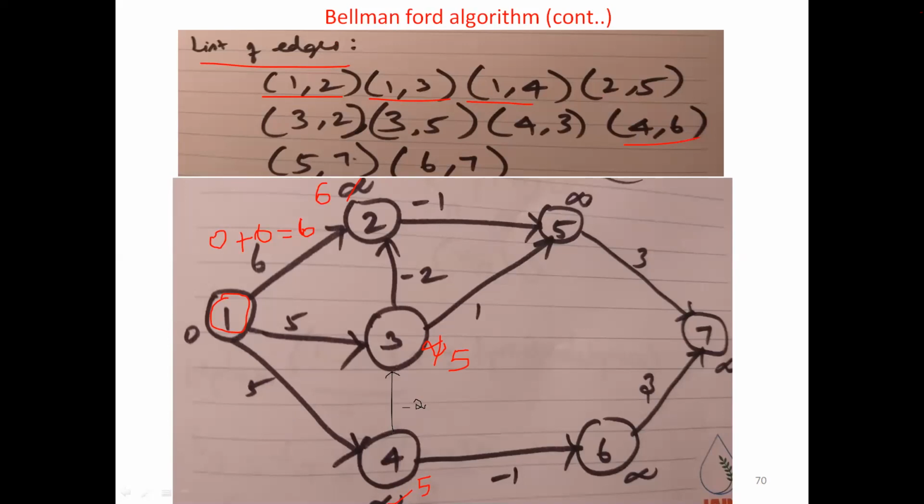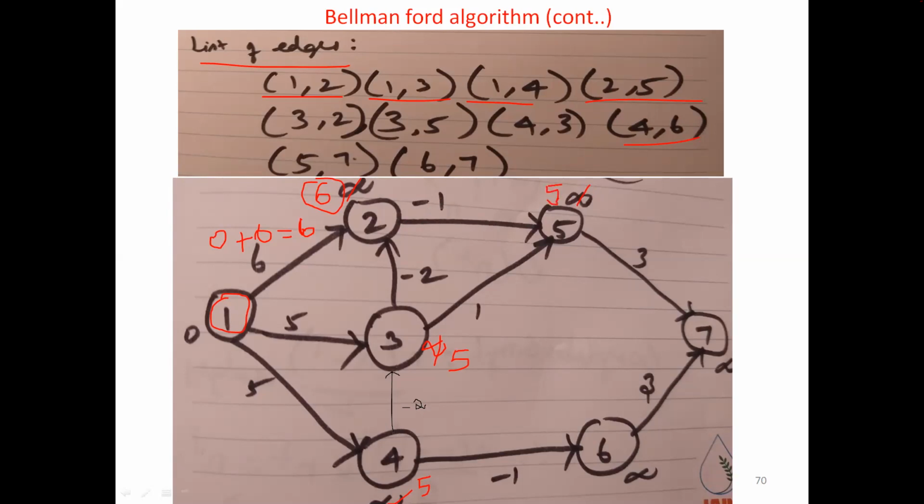Whatever order you have written the edges in, you process them in that order. Okay, it is 2 comma 5. So 2 and 5 is a pair of vertices. The distance of 2 is 6, and the cost of the edge between 2 and 5 is minus 1. So 6 minus 1 is 5. I have to compare with infinity, the current value of the distance of 5. So it is greater, so it is 5.